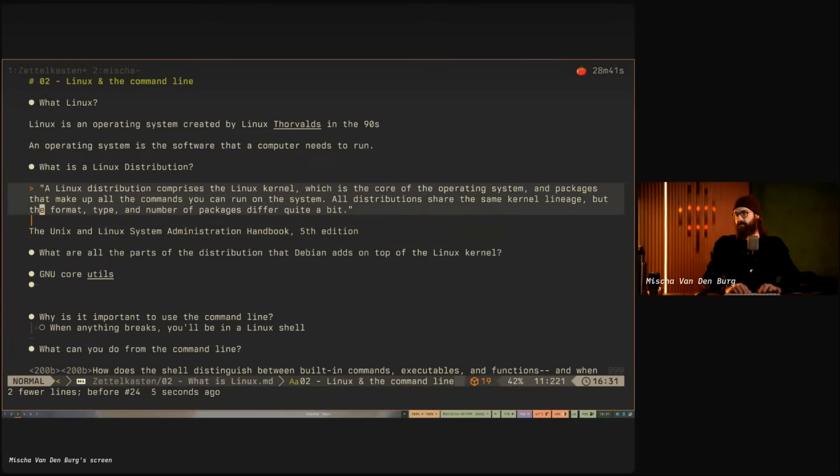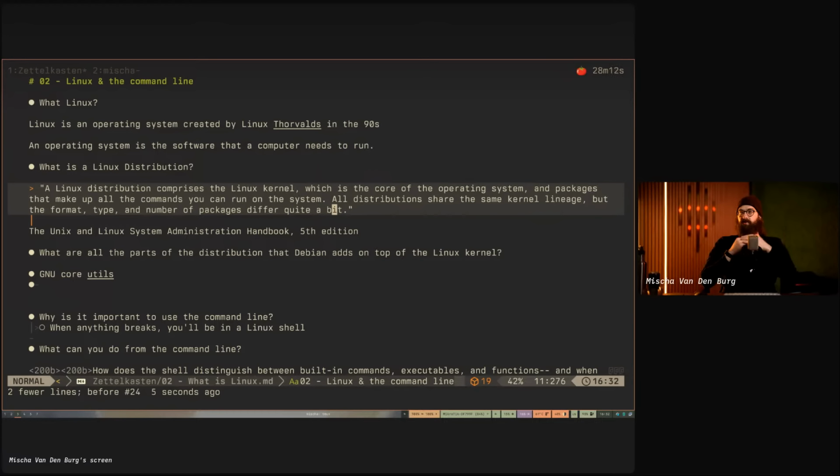Yeah, so the format, the type, and the number of packages differ quite a bit. So that is basically a delineator between several different distributions. Okay, so the Alpine distribution is only a few megabytes big. If you run Alpine Linux in a container, I think it's like 20 megabytes or so. So obviously that does not contain a lot of packages.